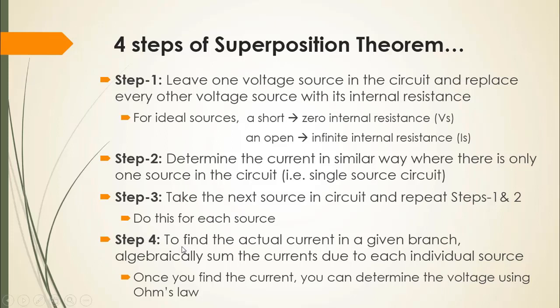In step number 4, to find the actual current in a given branch, algebraically sum the currents due to each individual source. Means that the total current flowing in that branch will be equal to the algebraic sum of the individual currents flowing in that branch due to different voltage sources. Once you find the current, you can determine the voltage using Ohm's law.